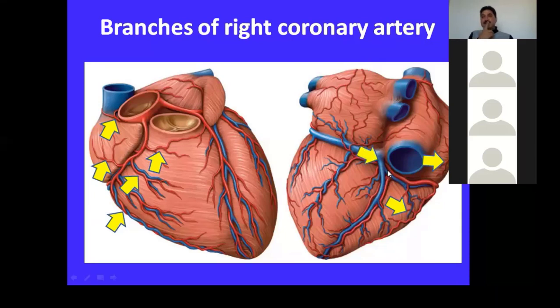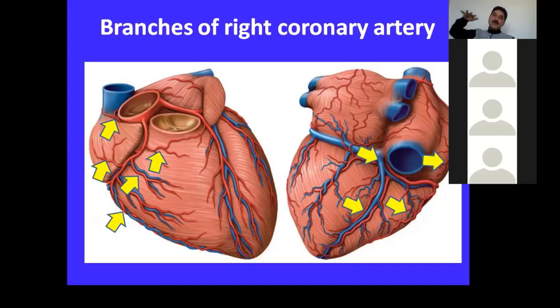An important branch. AV nodal branch. Yes. AV nodal branch for the AV node. Then it gives the final branch. What is that? Posterior interventricular. Very good. Posterior interventricular branch in case of right dominance. It is also called posterior descending coronary artery.